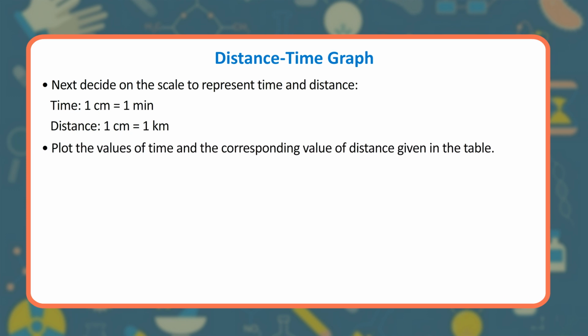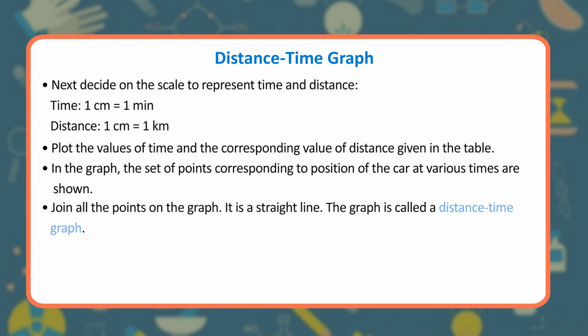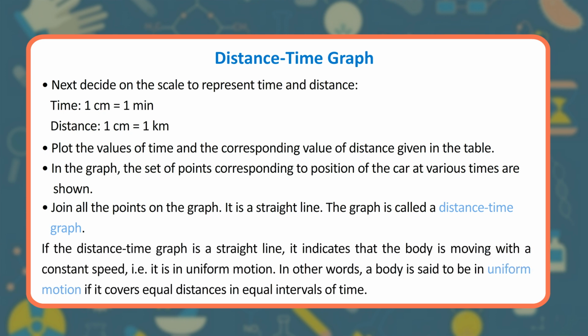Plot the values of time and the corresponding value of distance given in the table. In the graph, the set of points corresponding to position of the car at various times are shown. Join all the points on the graph. It is a straight line. The graph is called a distance-time graph. If the distance-time graph is a straight line, it indicates that the body is moving with a constant speed, i.e., it is in uniform motion.